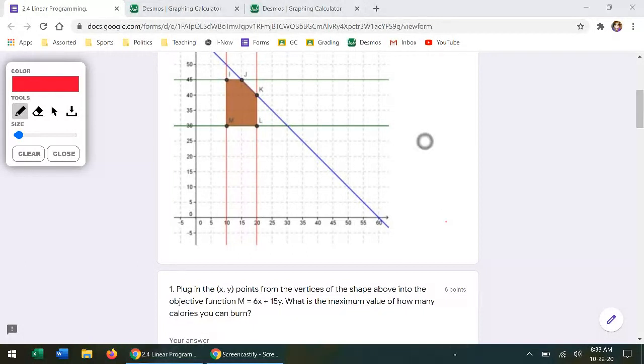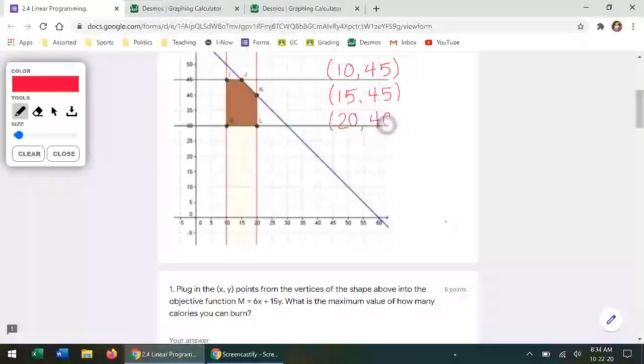Point I is located at 10:45. Point J is located at 15:45. Point K is located at 20:40. Point L is located at 20:30. And point M is located at 10:30.